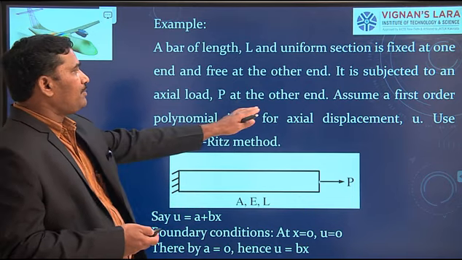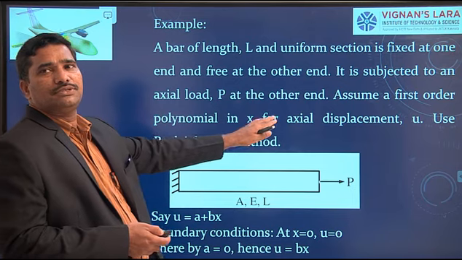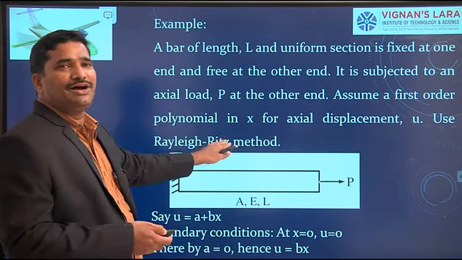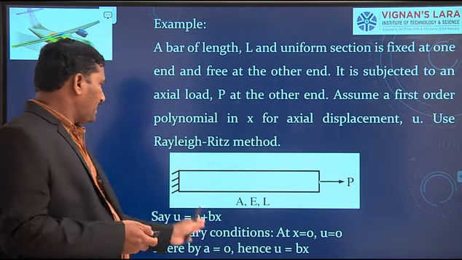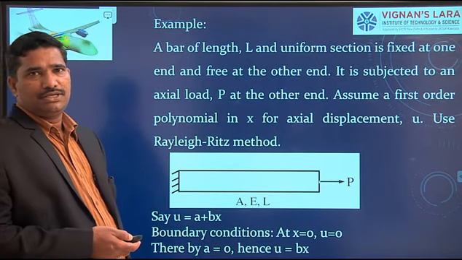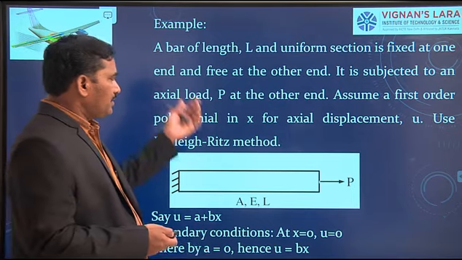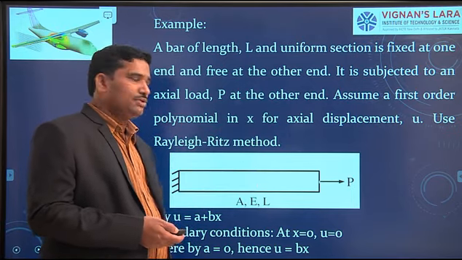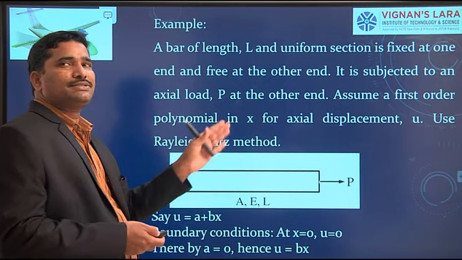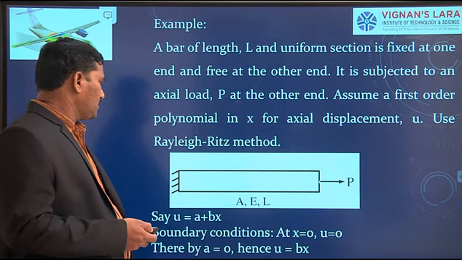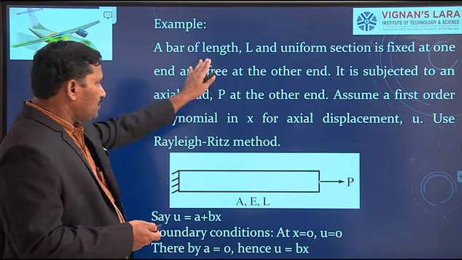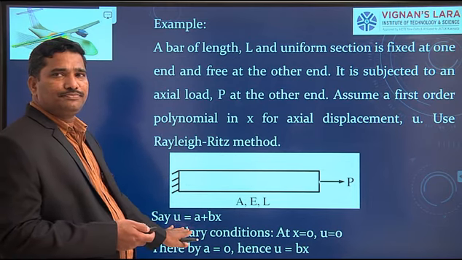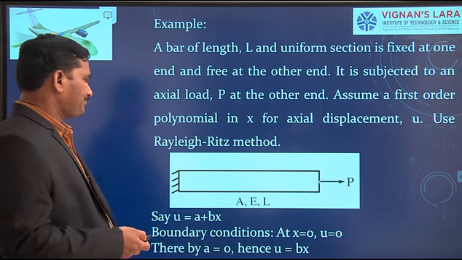If you look at the problem statement, we are instructed to take a first order polynomial in x. Therefore, I take a plus bx. If you are instructed to take a second order polynomial, then your expression contains plus cx square also. Okay? So, based on my problem, I choose the admissible displacement function u, which is equal to a plus bx.